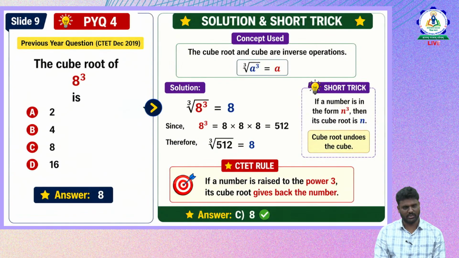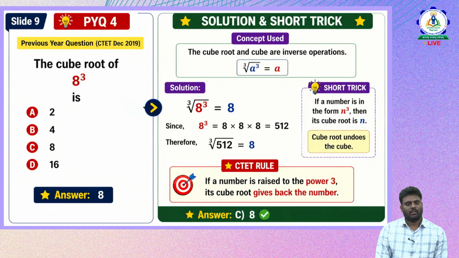Then the next question is: the cube root of 8 cubed is. The question is given like this: the cube root of 8 to the power of 3 is, with options A is 2, B is 4, C is 8 and option D is 16. So now what they are asking is the cube root of 8 to the power of 3, how much is it?